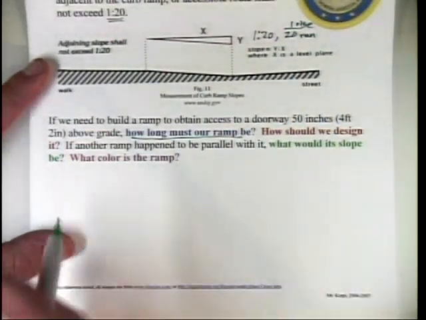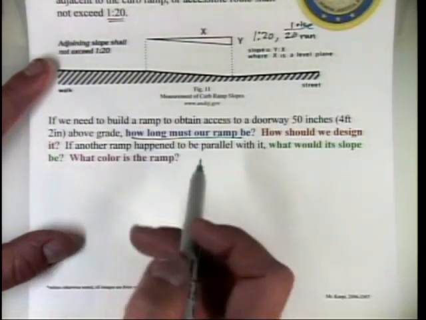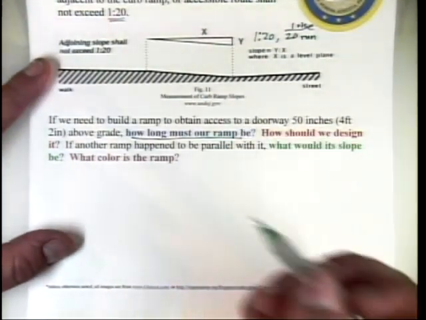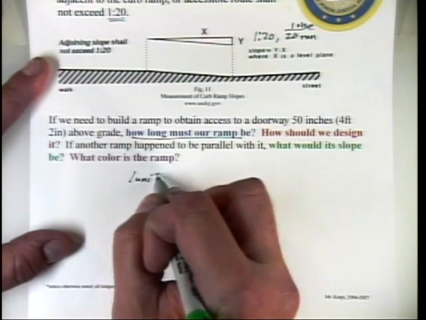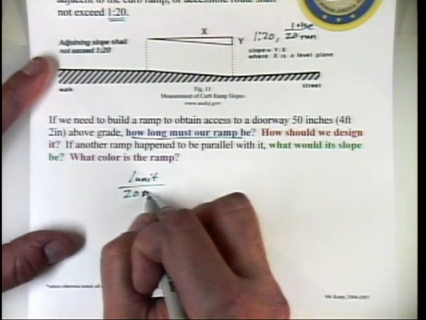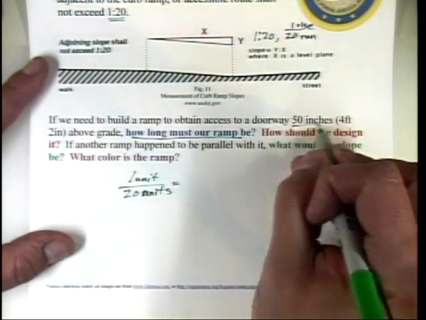If another ramp happened to be parallel with it, what would its slope be? These are all kinds of questions we can ask. What color is the ramp? Well, paint always comes last. Let's build this thing. We can set up a proportion here. The federal government mandates that we have to have 1 unit of rise per 20 units of run. Well, I need to rise 50 inches.